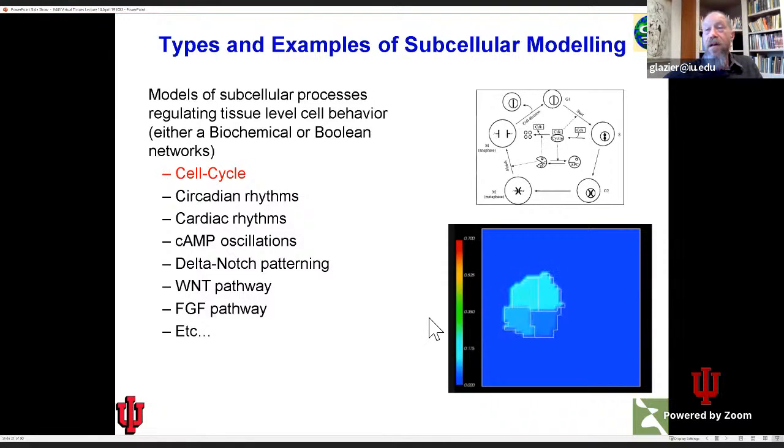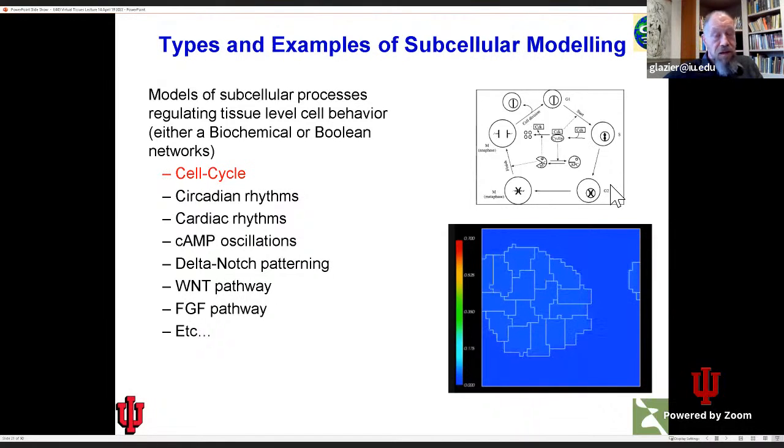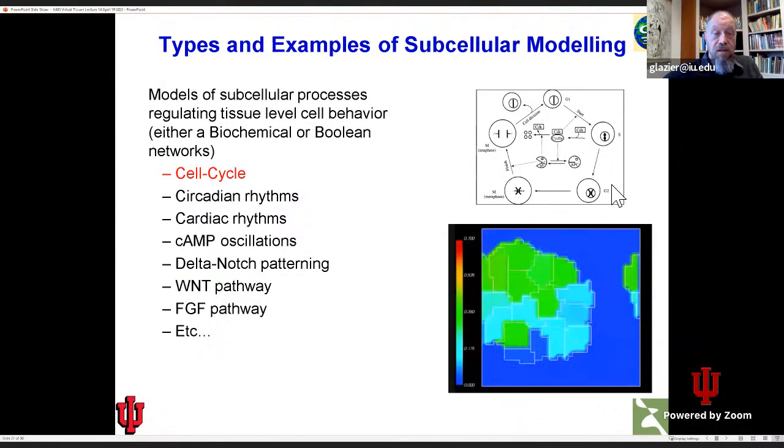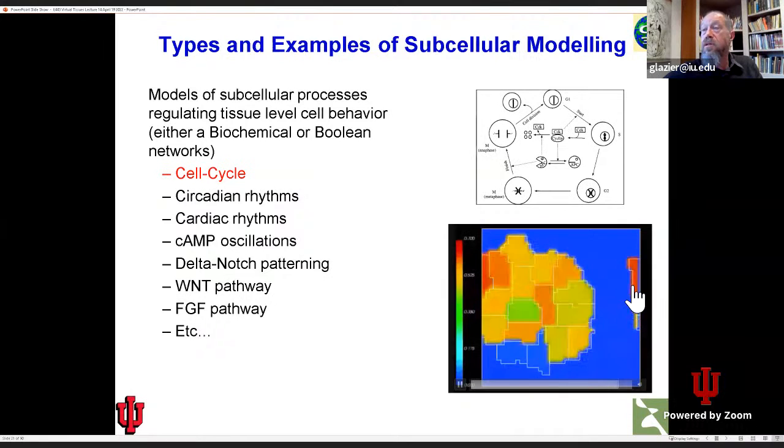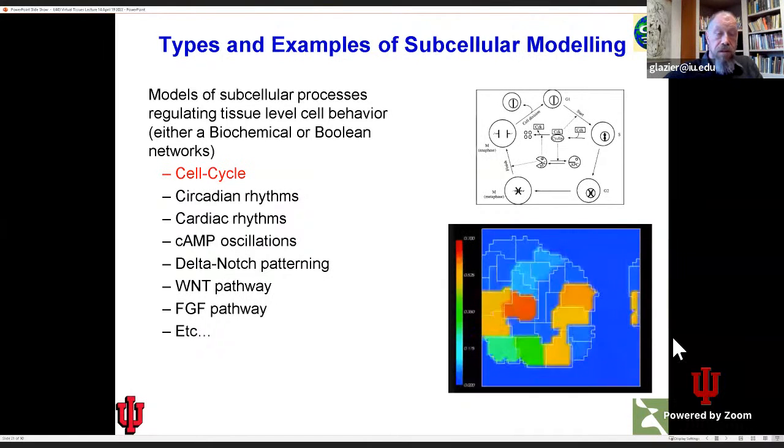This is one of Tyson's models of the cell cycle. Here we have individual cells. Those cells are growing. As they grow, that cell cycle model reads the volume of the cell, and that affects the oscillations of the cell cycle genes and triggers cell division.